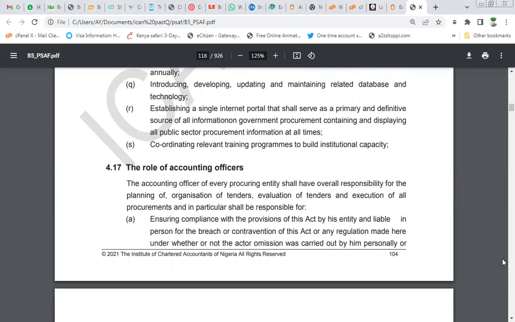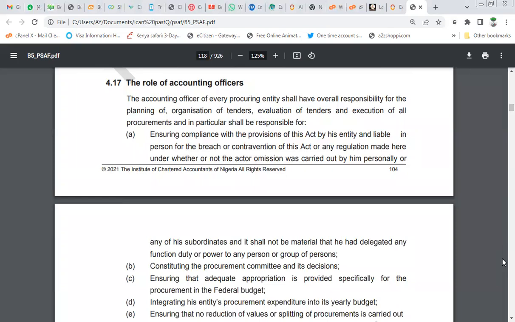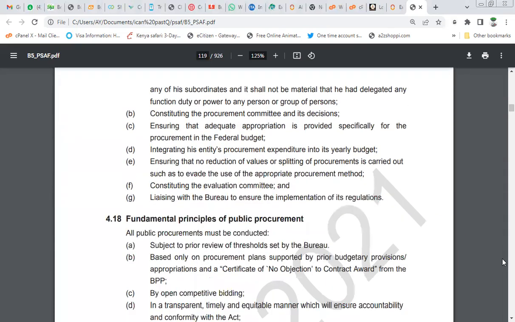So the accounting officer of every procuring entity shall have overall responsibility for the planning, organization of tender, evaluation of tender, and execution of all procurement, and in particular shall be responsible for ensuring compliance with the provisions of this Act by its entity and liable in person for the breach or contravention of this Act or any regulation made hereunder, whether or not the act or omission was carried out by him personally or any of his subordinates, and it shall not be material that he had delegated any function, duty, or power to any persons or group. So you can read those ones up.